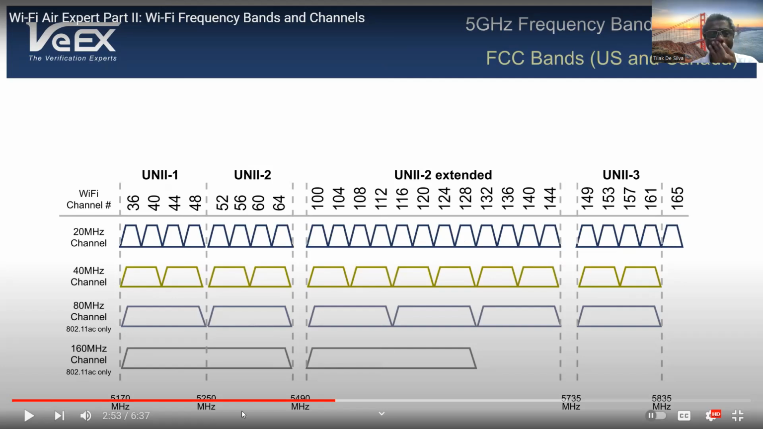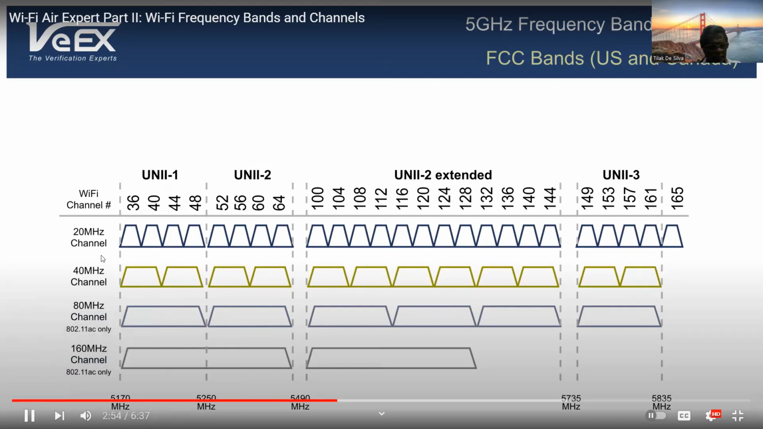But you have the option to combine two channels together and use them as a 40 MHz band. You also have the option to combine four channels and make 80 MHz bands, and with eight channels you can make 160 MHz channels. But these facilities are there in 802.11ac only, the combination to 80 MHz and 160 MHz channels.